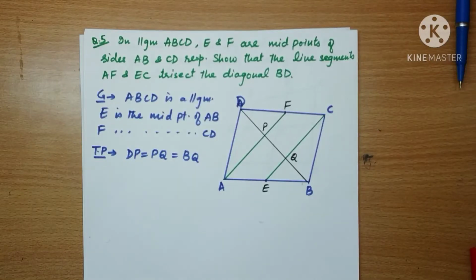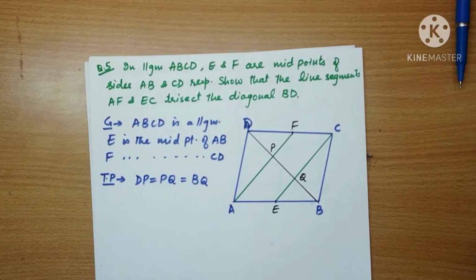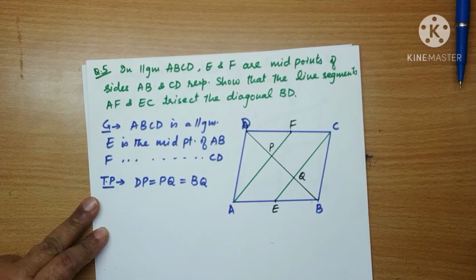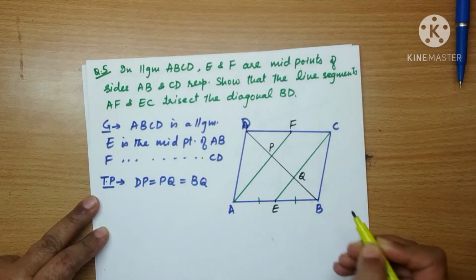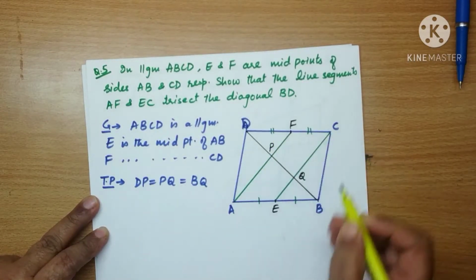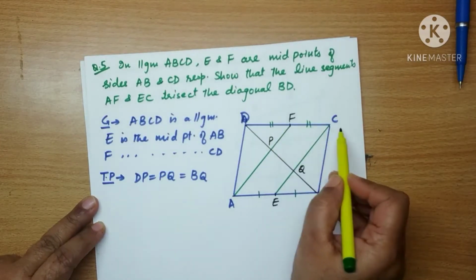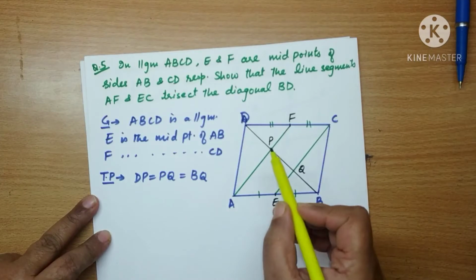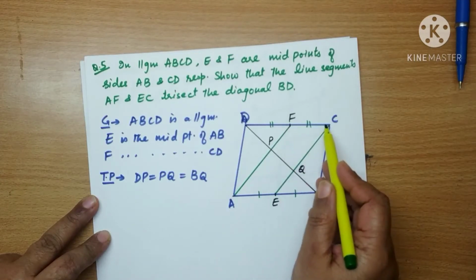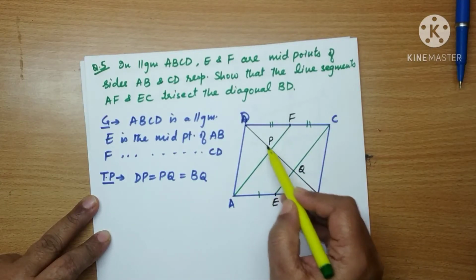Now let's start with question number 5. Question number 5 says, in parallelogram ABCD, E and F are the midpoints of the sides AB and CD respectively. So these are the midpoints. Let's mark these as midpoints. We have a parallelogram. E is the midpoint of side AB, F is the midpoint of side CD. We need to prove that these lines AF and CE trisect this.